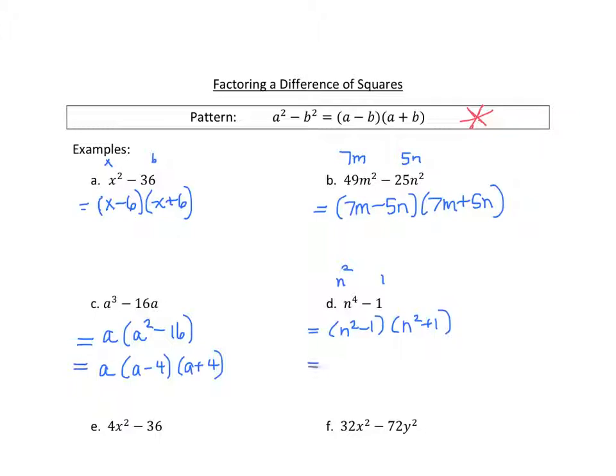Now in this case, this first bracket can be further factored because that is itself a difference of squares. So that factors as n minus 1 times n plus 1, and then we would still have our n squared plus 1 on the end.